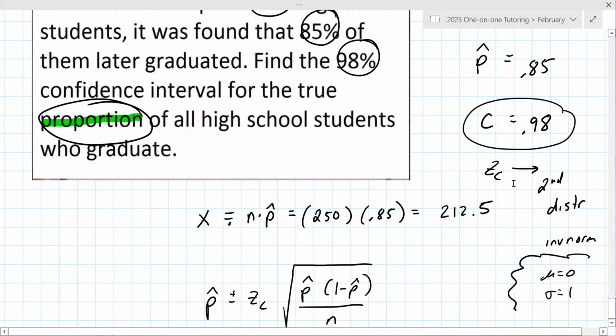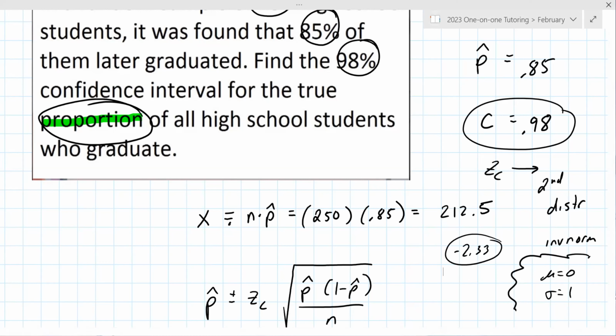Negative 2.32. That doesn't seem right. Let me just check. It should be like 2.33. Sorry, I didn't have that one up. Are you using the center? Yes. Okay, 0.98, 0 and 1. It should be minus 2.33. I got negative 2.326. Okay, maybe I misheard. That's close enough.